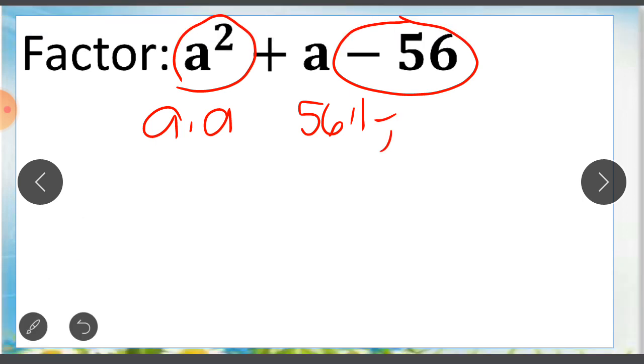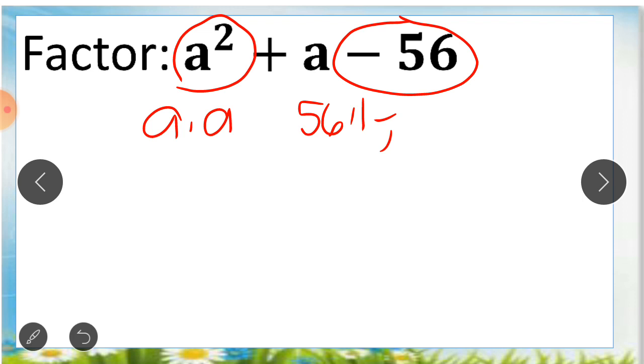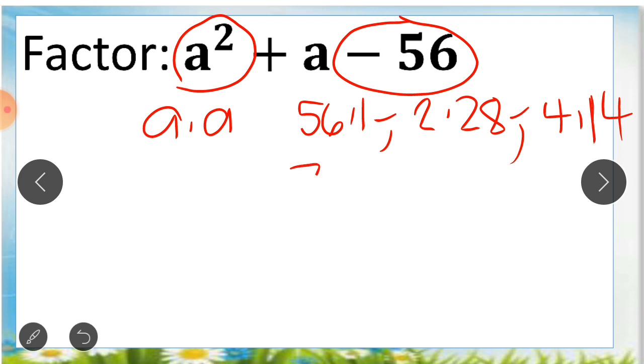Next, other factors is 56 divided by 2. That will give us 2 times 28. What else? We can also have 4 times 14, right? And we can also have 7 times 8. So we have here how many pairs? We have 1, 2, 3, 4. Okay, so we have 4 pairs of factors.